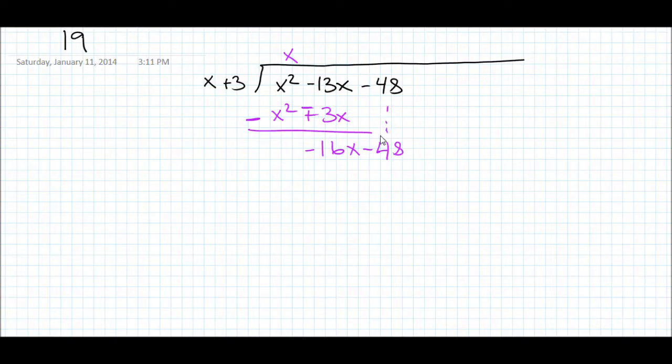Okay, so to get that to be a negative 16x, I'm going to have to multiply by negative 16. So x times negative 16 is negative 16x. And 3 times negative 16 happens to be negative 48. Change our signs to subtract, and we get 0. So our answer is x minus 16.